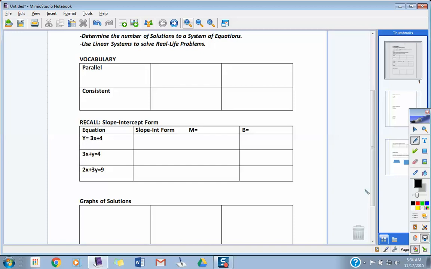if I had to ask you guys to come up with a definition of parallel lines, what would you tell me? They're never going to cross. Two lines that never cross. All right, so I'm going to jot this down. Two lines that never cross.